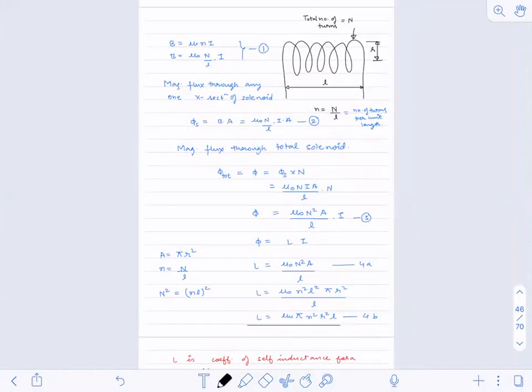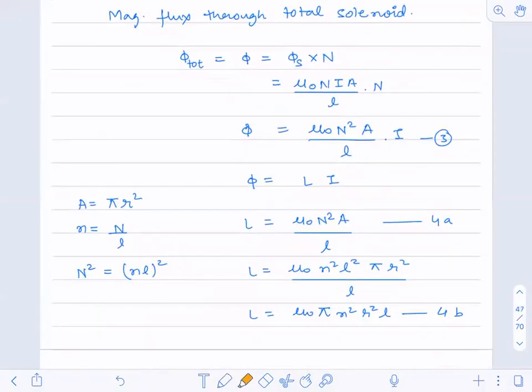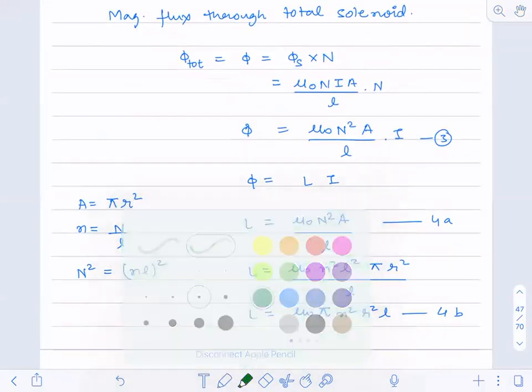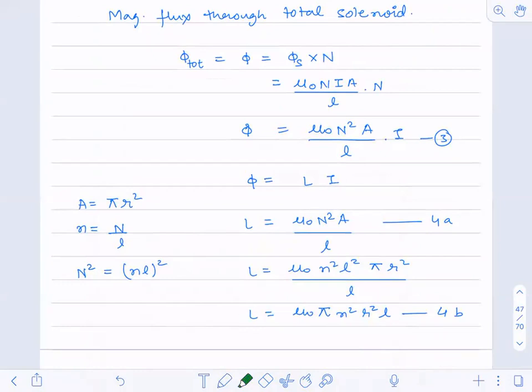Did I tell you like that, that in any midterm which you are writing, you will have a high probability that I will give you this relation to derive? Yes or no? I didn't tell you.